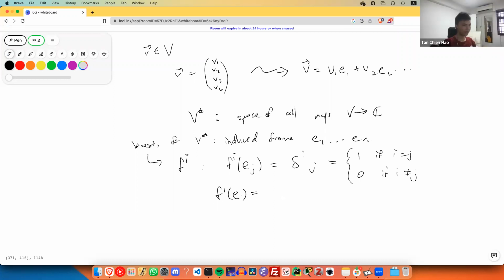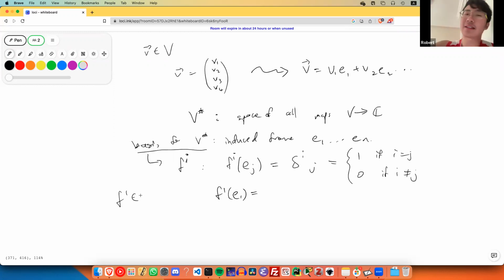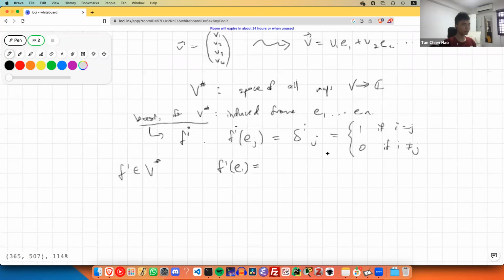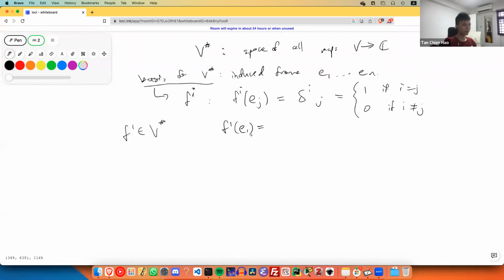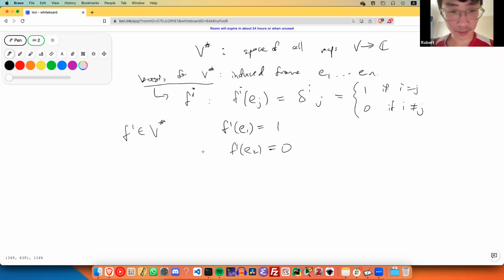So for example, F1 would pick out the first basis vector of V. It's like a projection map. Yeah, exactly. So F1 of e1 equals 1, F1 of e2 is 0, and any other e3, e4, and so on, gives 0. That makes sense, yeah.